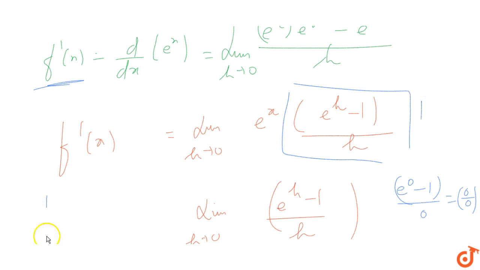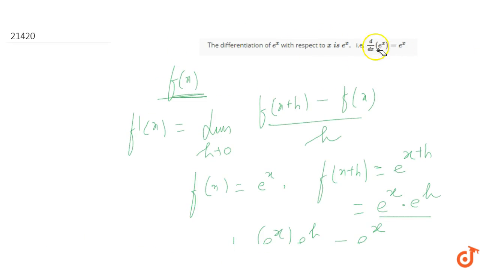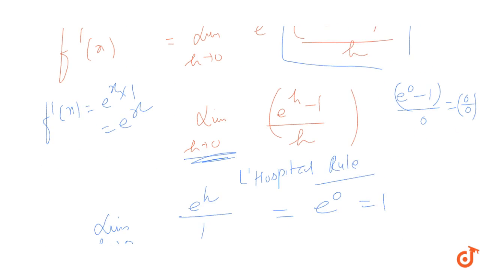So what will be the f dash x? F dash x would be e raised to power x into 1 equals to e raised to power x. So we proved that differentiation, d of dx e raised to power x, is nothing but e raised to power x only, and from this expression we are getting e raised to power x only.